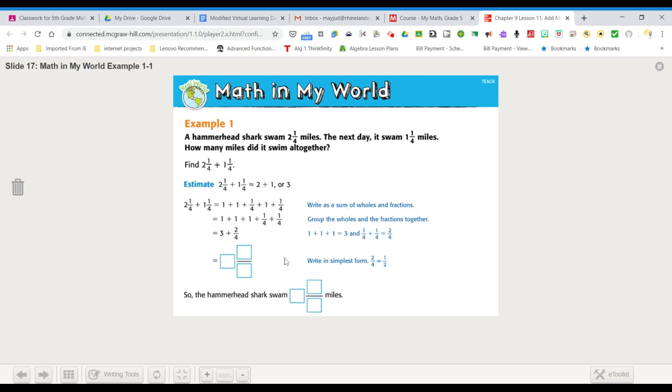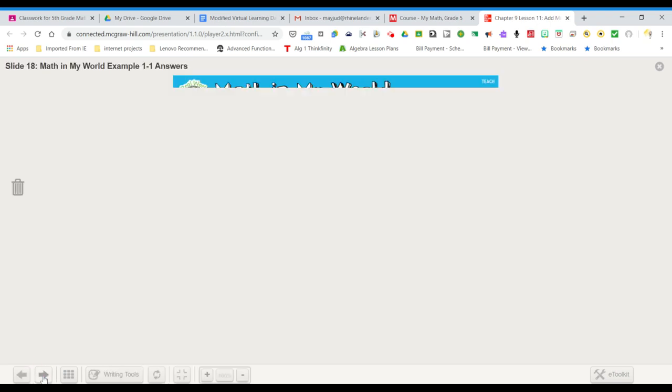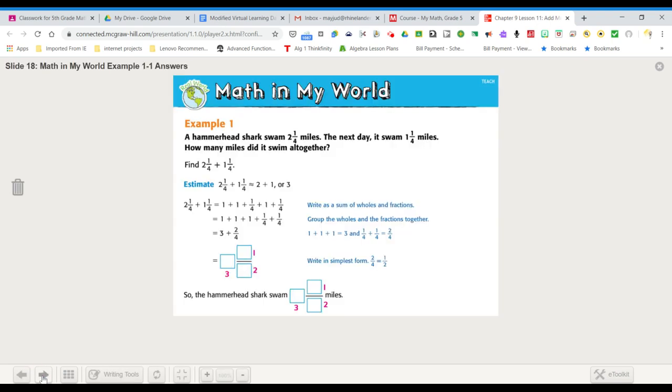Really, I think you guys can do this just by looking at your whole numbers. You know that 2 plus 1 is equal to 3. So if you come all the way down here, there's your 3. And 1/4 plus 1/4 is 2/4. Just a reminder that when you have a common denominator, which is the 4, all you have to do is add your numerators, 1 plus 1. So 2 and 1/4 plus 1 and 1/4 is equal to 3 and 2/4.